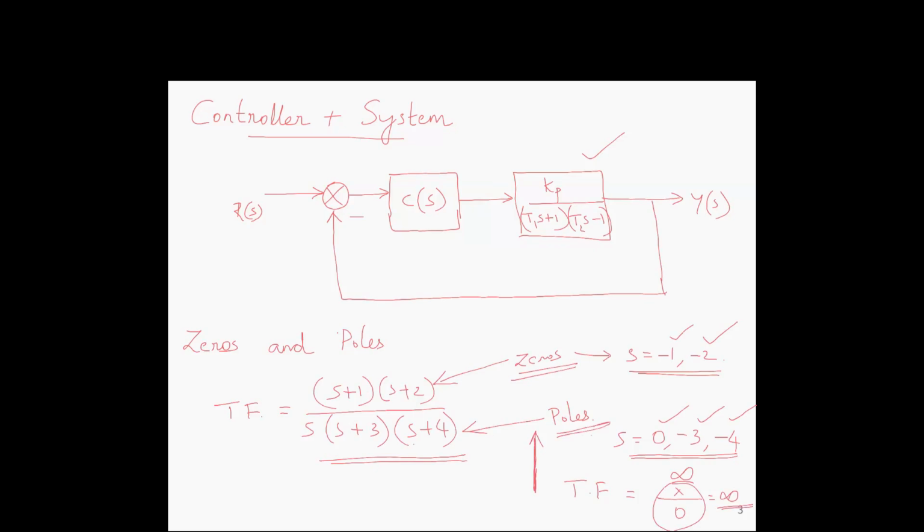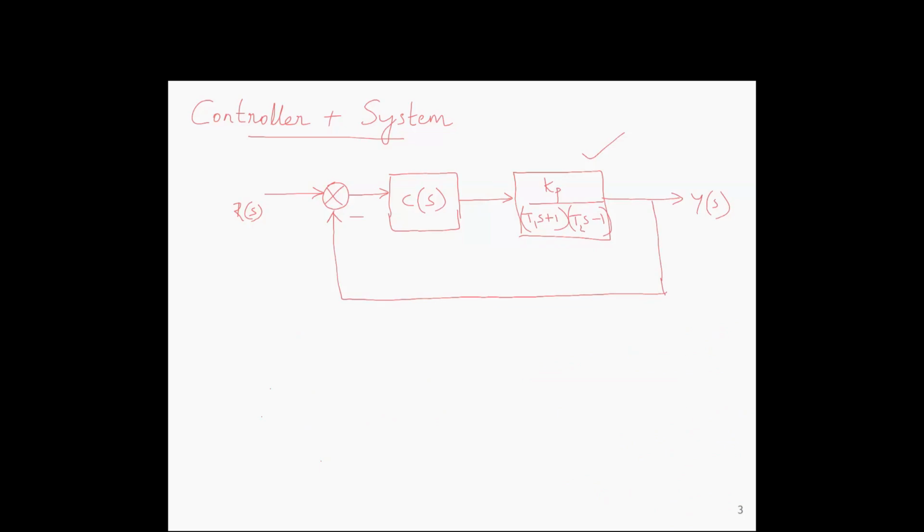So now we will go back to the closed loop system. Here in this system, we have the controller C of S and we have the plant Kp divided by (T1s plus 1) into (T2s minus 1). Now the time constants of the system, T1 and T2: T1 can be less than T2, so this is the first condition, or T1 can be greater than T2. So these are the two possible cases.